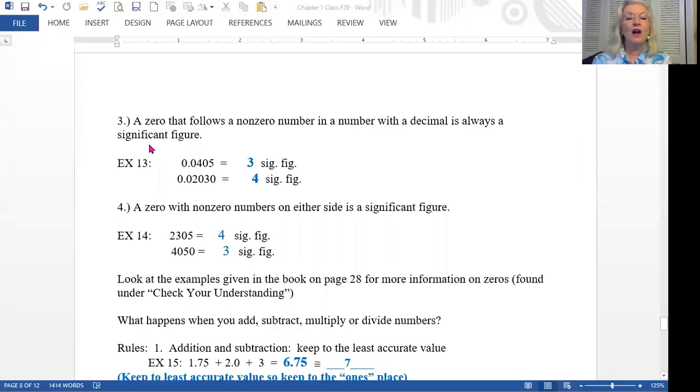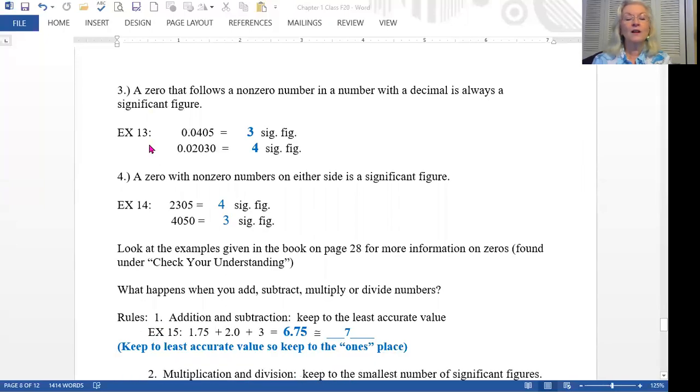A 0 that follows a non-zero in a number with a decimal is always significant. So here's a decimal, there's a decimal. They didn't have to lead with zeros, but I chose to do that. So first non-zero digit is the 4. Here's a 0. It's followed by a non-zero. So these 3, 4, 0, 5, all count.